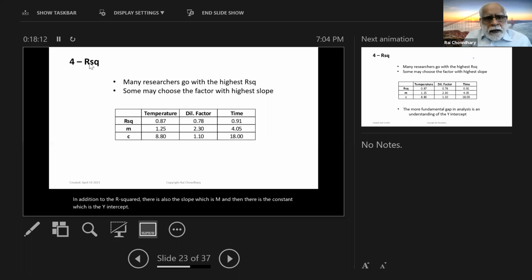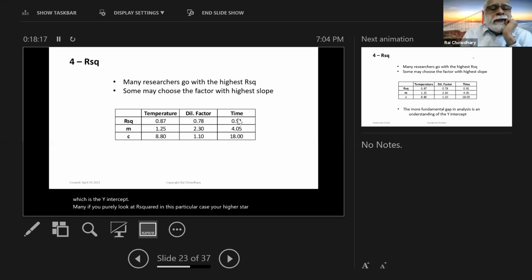If you purely look at R squared in this particular case, your highest R squared is occurring with the variable time, that is 0.91. Your M is 4.05 and your y-intercept is 18. Because the R squared was the highest, her conclusion was that is the variable we want to control so that we can control the CFUs. And also because the slope is very high.